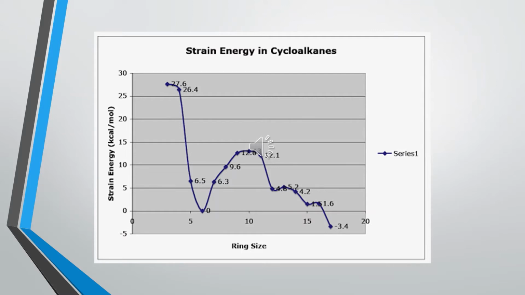And then cyclobutane is right after it, and then it drops all the way back down to about 6.5 for cyclopentane. Cyclohexane is set at 0, but just realize that cyclohexane is not a completely strain-free molecule. We talked about the 1,3 diaxial strain. So where is this tremendous strain energy coming from for cyclopropane and cyclobutane?